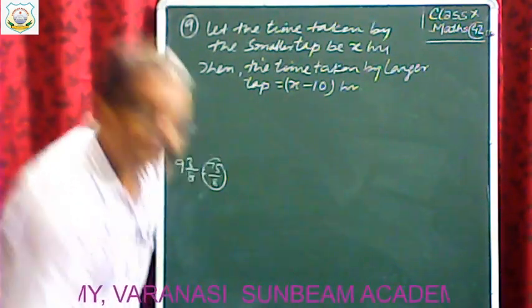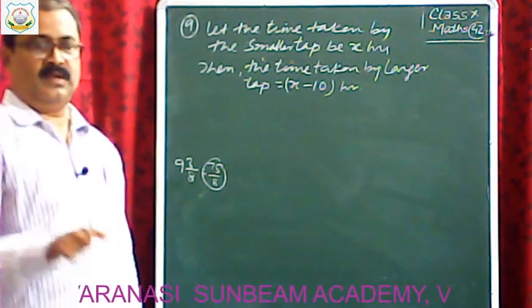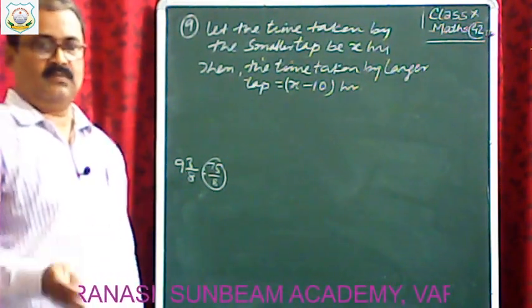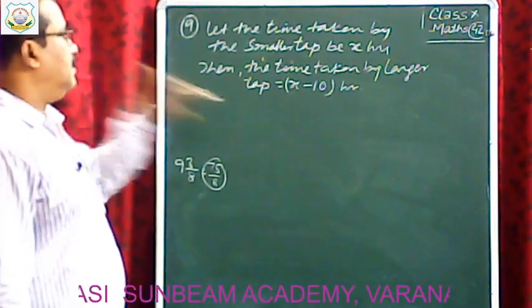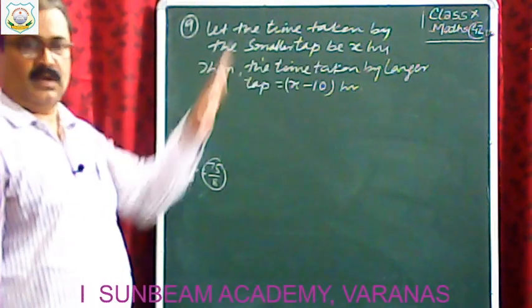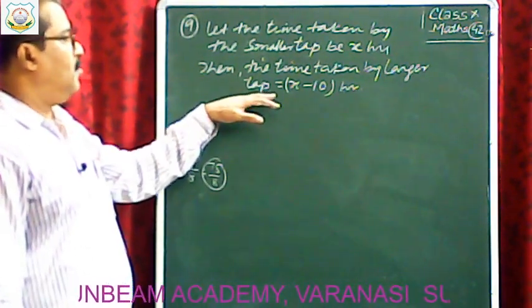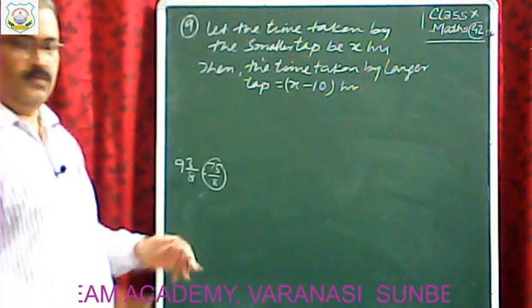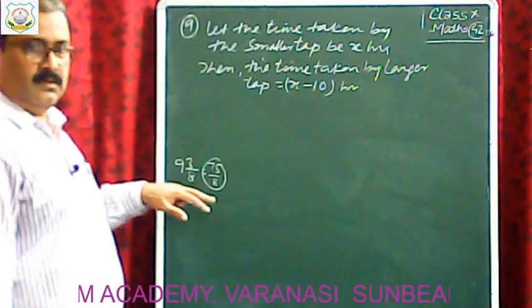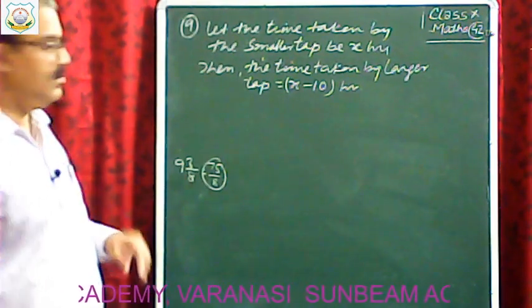It is a question of time and work. Suppose A can do a piece of work in 5 days. So A's 1 day's work is 1 upon 5. Similarly, the smaller tap's 1 hour's work is 1 by x, the larger tap's 1 hour's work is 1 upon x minus 10, and together the 1 hour's work is 8 by 75. In this way you have to write.